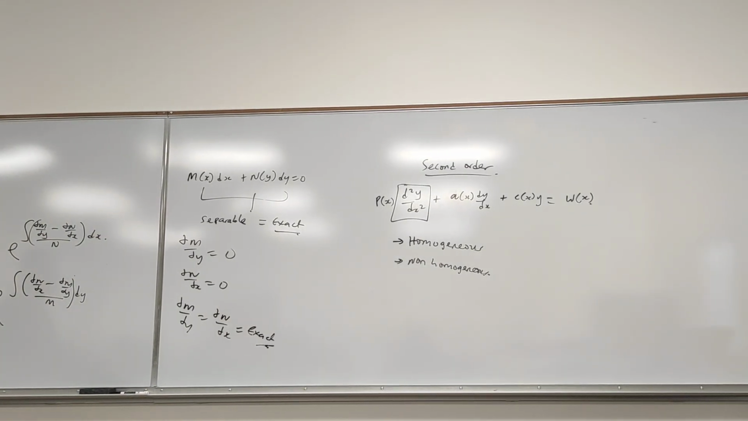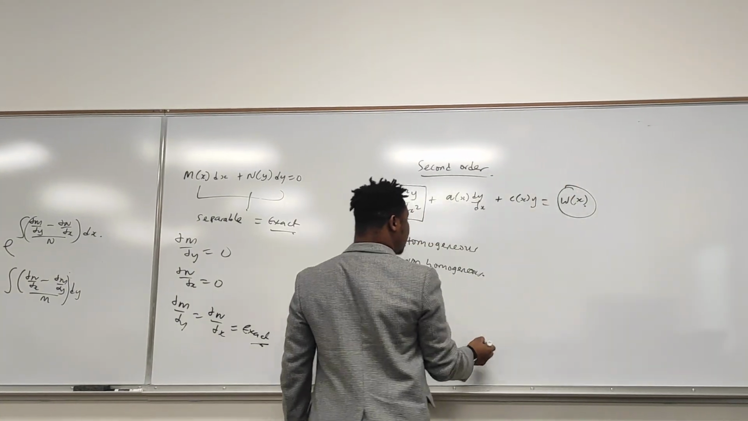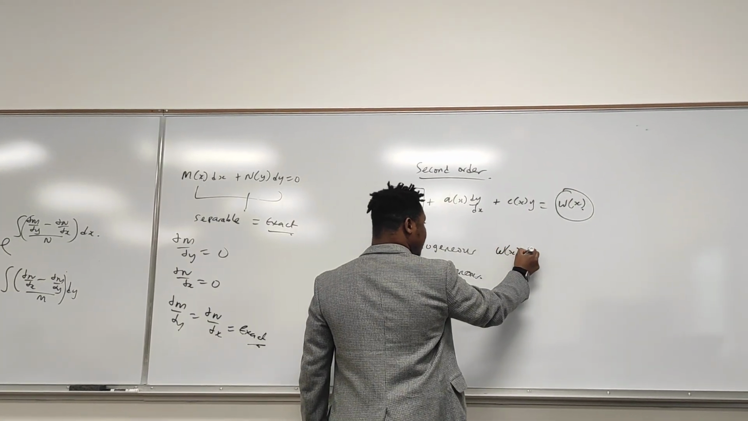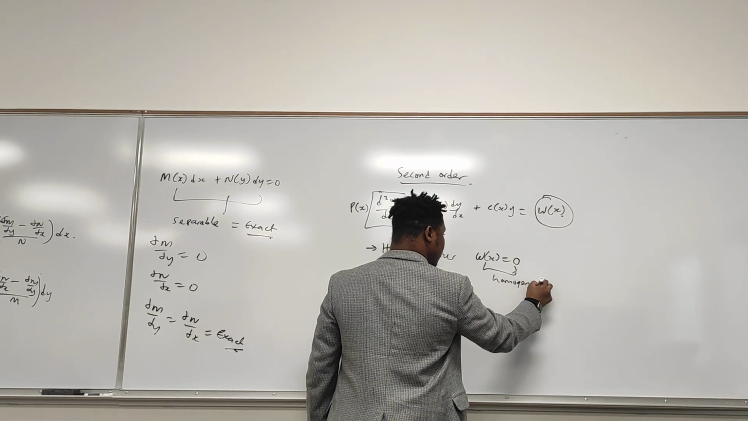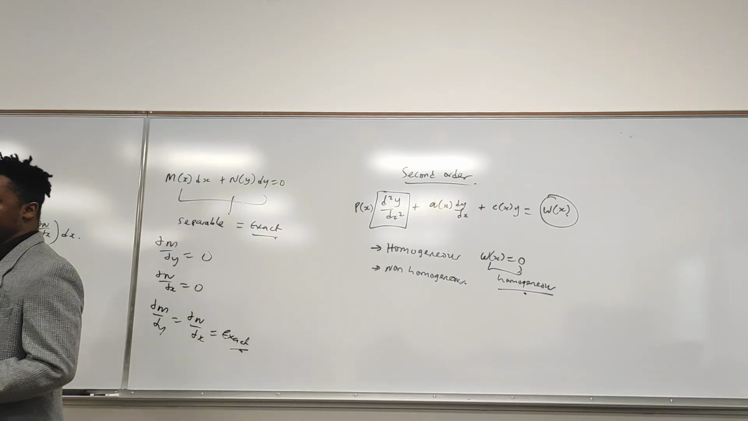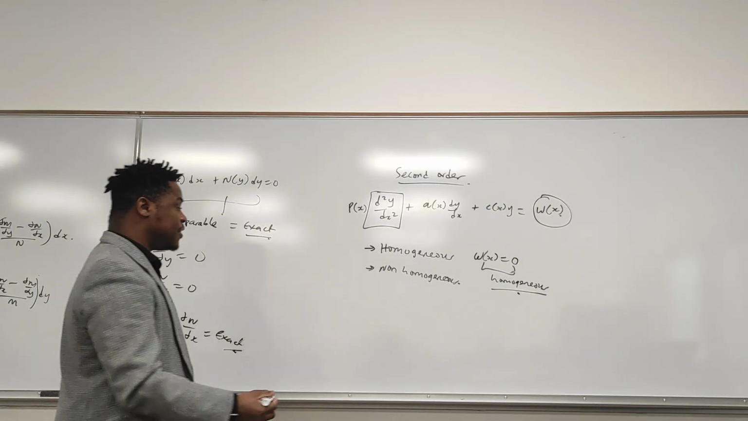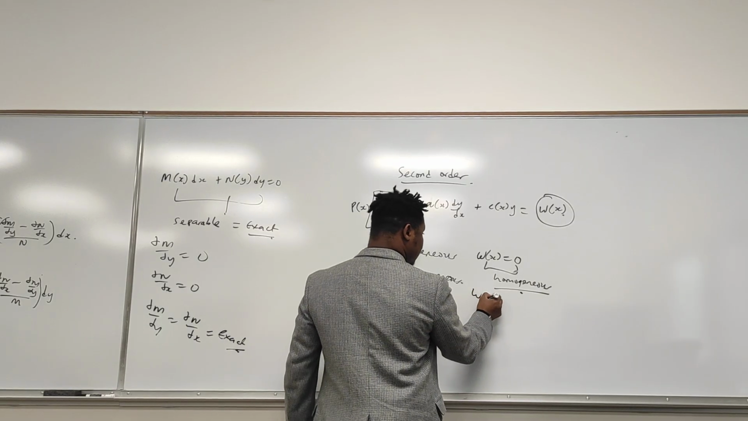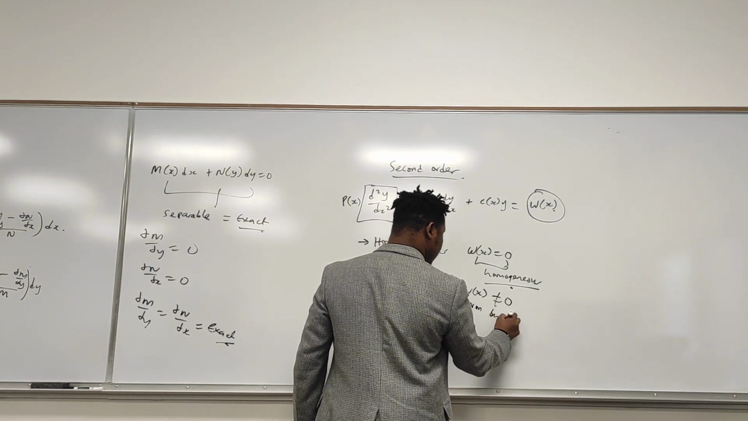Okay, so if this guy here is equal to 0, we call it homogeneous. And that's what we're going to solve this week. Next week we'll do the non-homogeneous. There are several ways to solve that also, which we'll talk about. If this guy is not equal to 0, we call it non-homogeneous.